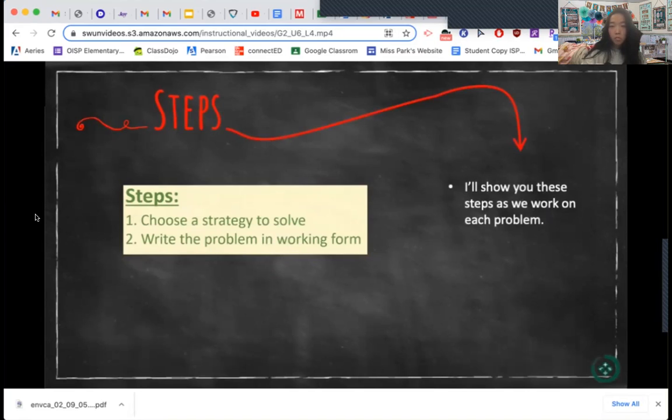These are the steps we'll follow in our lesson. I'll show you the steps as we work through problems together.